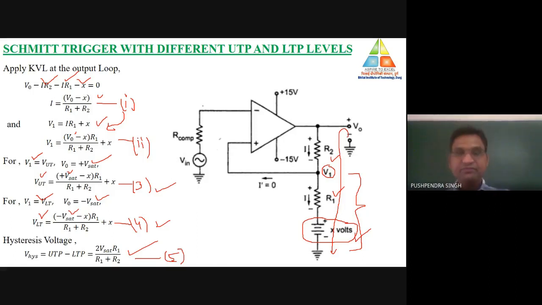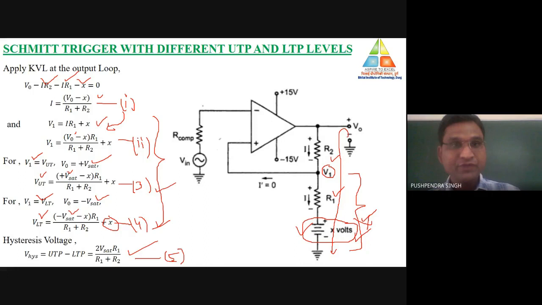One more thing you need to be clear about here is that when the values of UTP and LTP are the same, on that condition, there is no need to connect this auxiliary voltage source. Simply by the simple Schmitt trigger circuit, you may calculate the value of the output. But if the values of UTP and LTP are different, then it's compulsory to connect this auxiliary voltage source. And when you face a problem related to this, you need to calculate the value of this by using the same procedure.